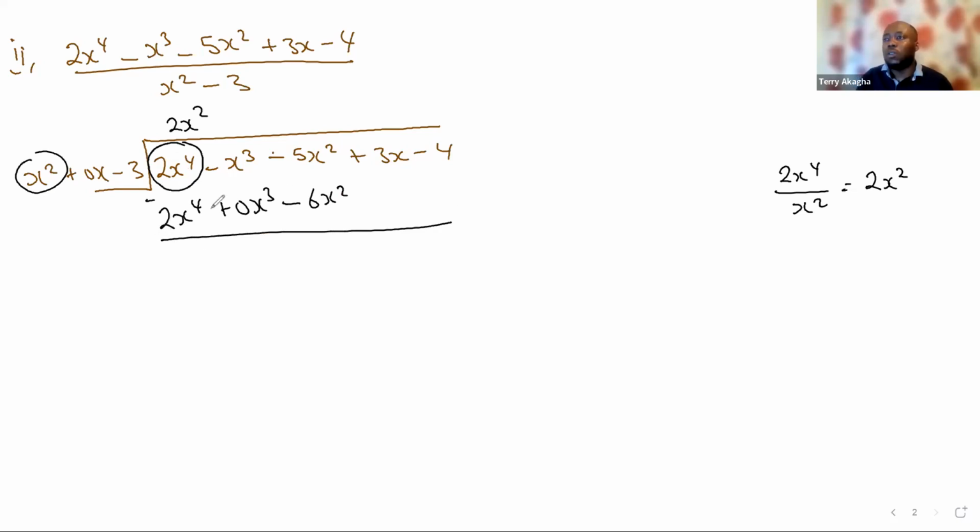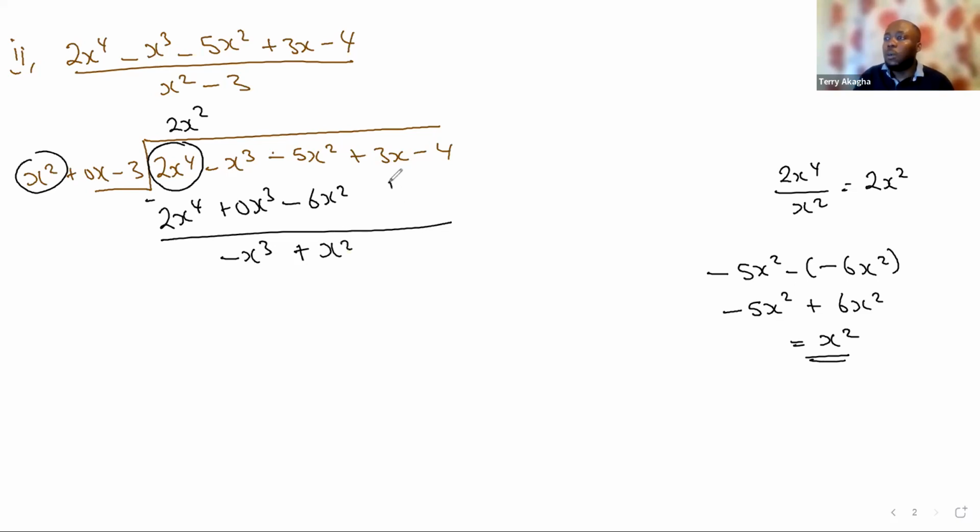2x^4 minus 2x^4 will give you 0, minus x cubed minus 0 will give you minus x cubed, minus 5 minus 6. So you're having minus 5x squared minus 6x squared. Minus times minus will give you what? Plus. So it's going to be minus 5x squared plus 6x squared. 6x squared minus 5x squared will give you 1x squared or just x squared. Does that make sense? So that means it's going to be plus x squared. Then we'll bring down this 2. It's going to give you plus 3x minus 4.